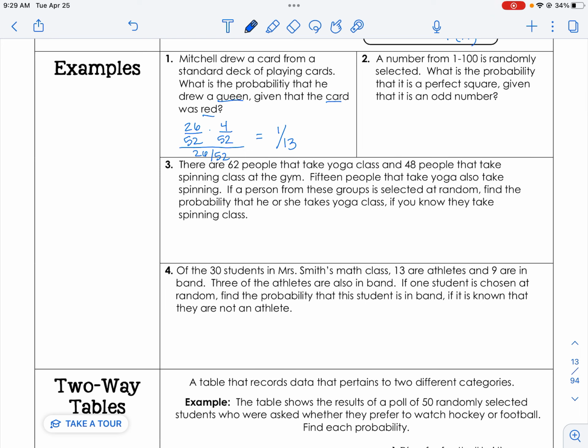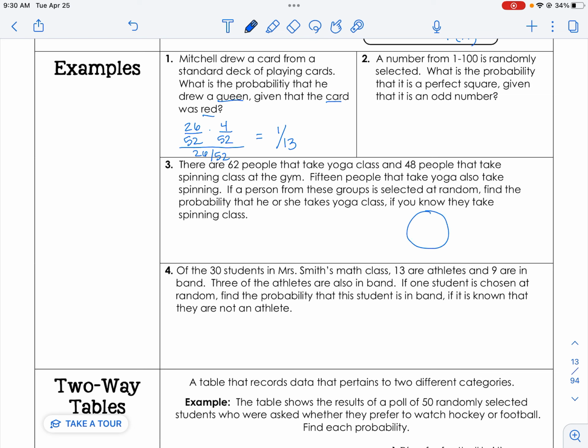There are 62 people that take a yoga class and 42 people that take a spinning class at the gym. 15 of those take both. If a person from these groups is selected at random, find the probability that he or she takes yoga class if you know they take a spinning class. Okay, for this I'm going to draw a diagram.